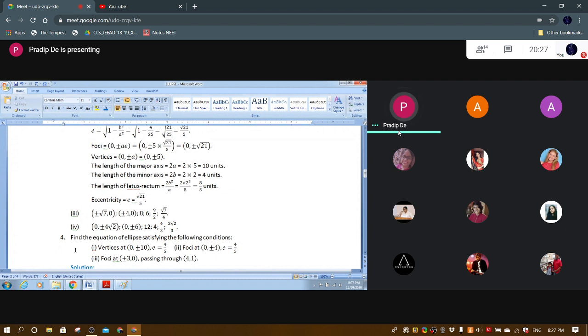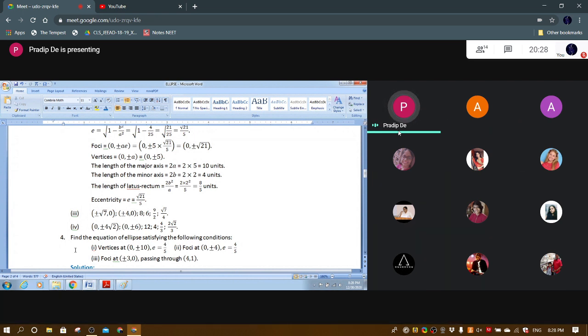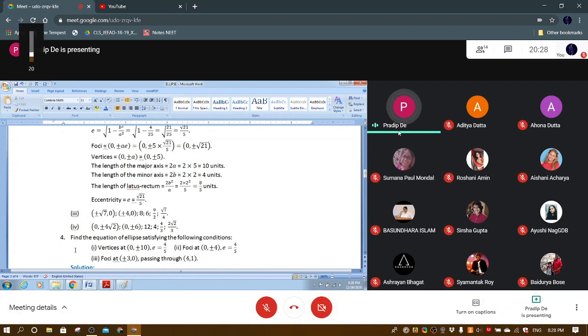And the midpoint of the two vertices is the center. So which is the midpoint of 0, 10 and 0, minus 10? It is 0, 0. So it is clear that the ellipse has its major axis along the y-axis. It has its center at the origin. So we can consider the equation y square upon a square plus x square upon b square is equal to 1. But you have to find out a and b. How do you find a and b?